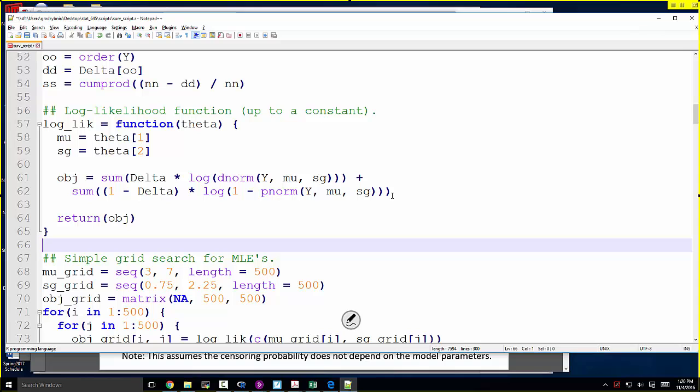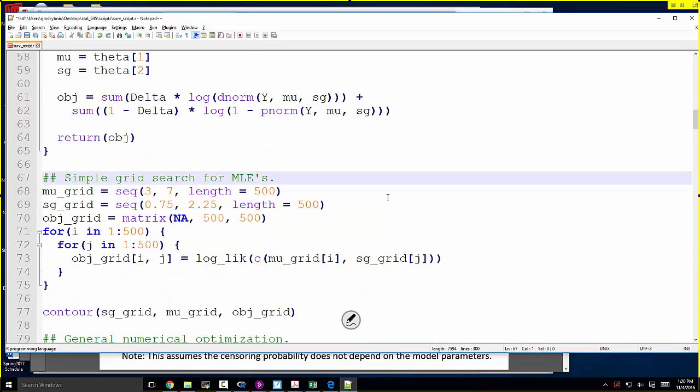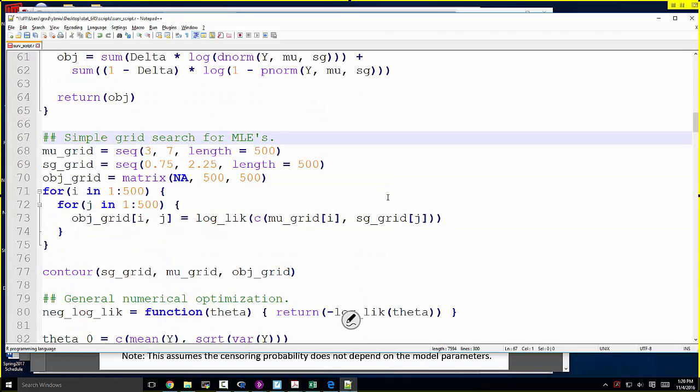And then what I'm going to do, this is not the recommended way in general, but this is brute force style: we're going to create a grid of mu values to consider and a grid of sigma values to consider. And we're going to go through every single combination of those choices and evaluate the log likelihood.